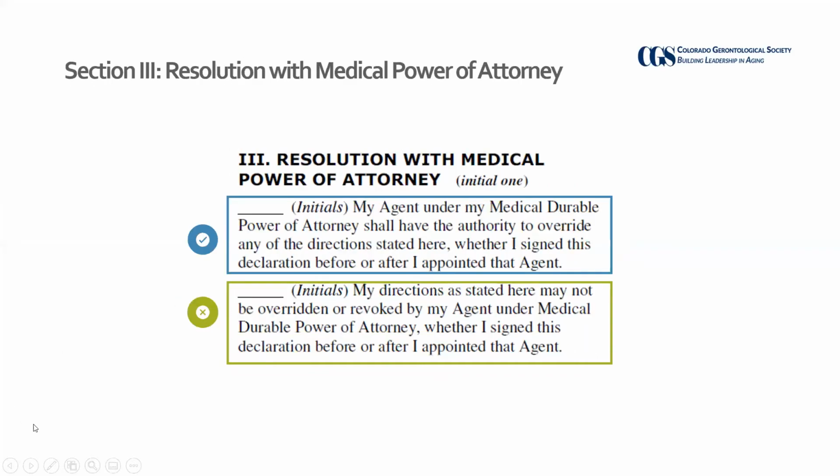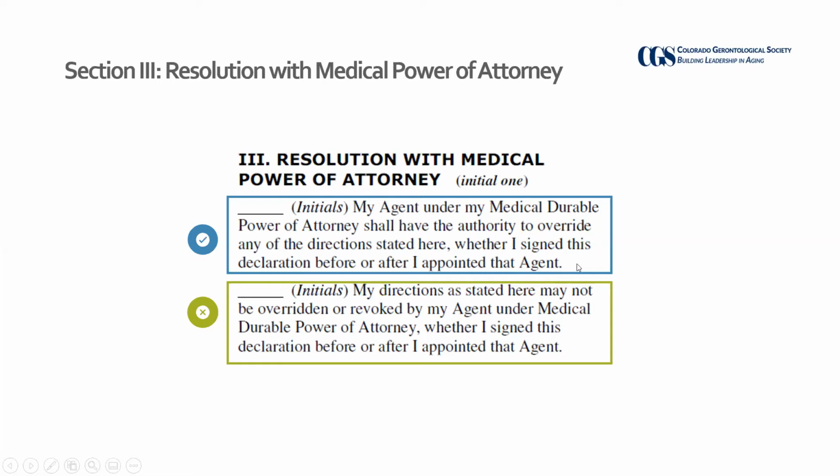All right, so section 3 of the living will form. So this is the resolution with medical power of attorney. So you need to initial 1, and here is where you're deciding how this document is going to be used. So the first option says, my agent, under my medical durable power of attorney, shall have the authority to override any of the directions stated here, whether I signed this declaration before or after I appointed that agent.